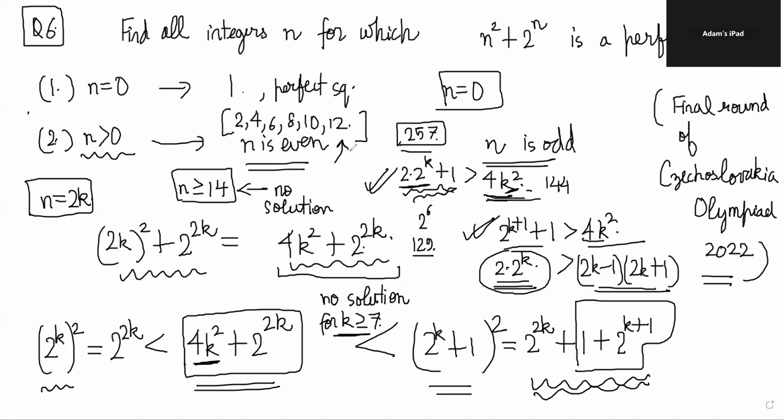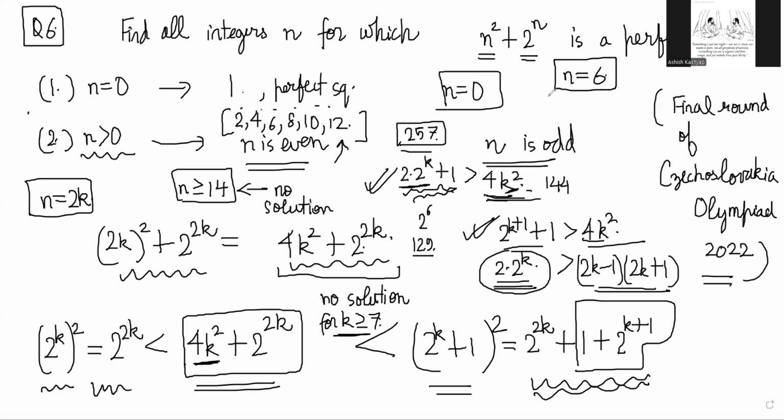So that is much better than trying to guess it. We use the squeeze inequality and we are able to reduce the whole situation to only a few checks, right? So for even numbers, I only have to check these 6 numbers. It turns out that n is equal to 6 works. It is 36 plus 2 power 6. 2 power 6 is 64. So it becomes 100. So the only solution for even numbers is n is equal to 6. And 0 was already a solution.